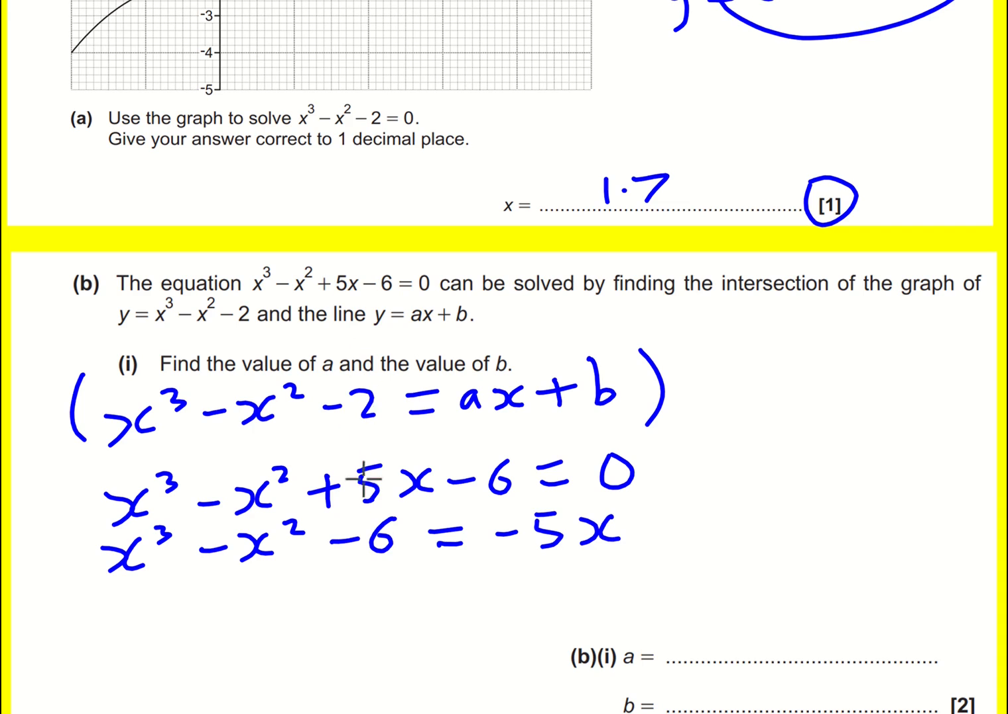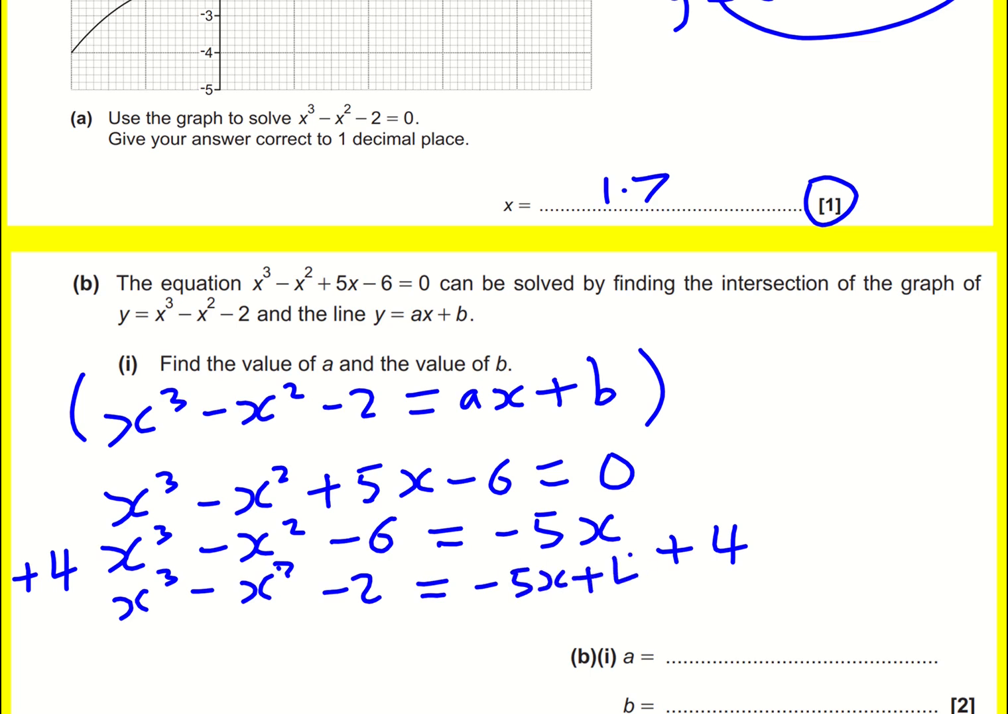And now what can I do to both sides? To get that minus 2, I could add 4. I'm going to actually write that down. Add 4 to both sides, and that's going to give me x cubed minus x squared minus 2 equals minus 5x plus 4. And the solution to this equation here is the solution to the intersection of y equals x cubed minus x squared minus 2 and the line y equals minus 5x plus 4. So A is going to be minus 5 and B is going to be 4.